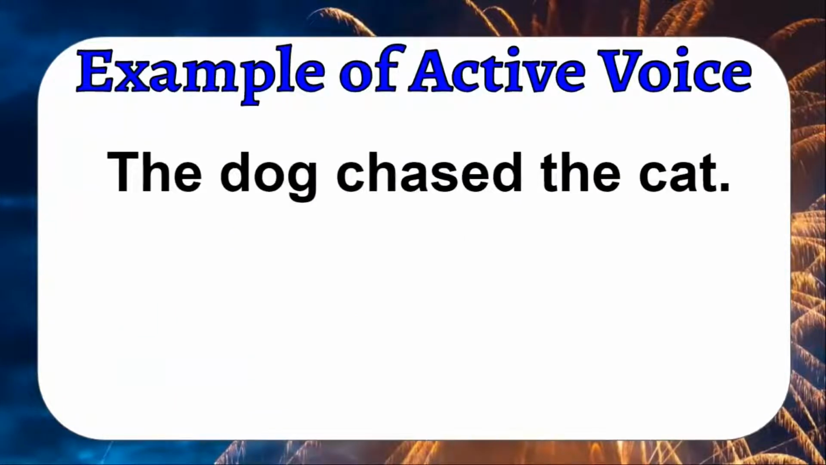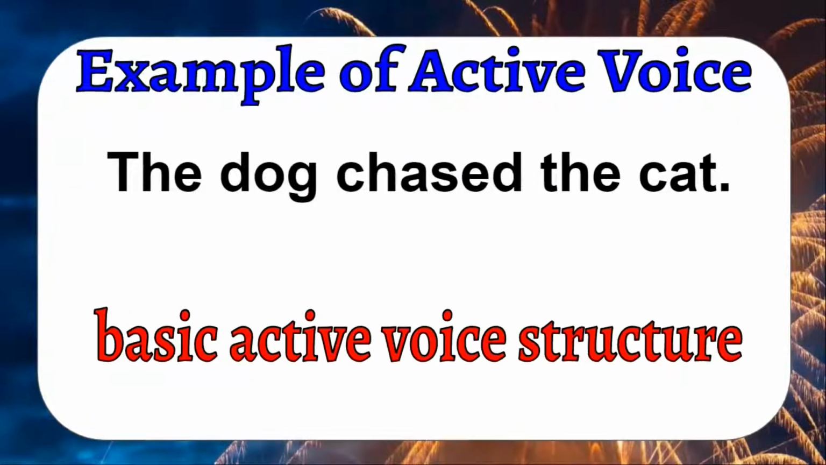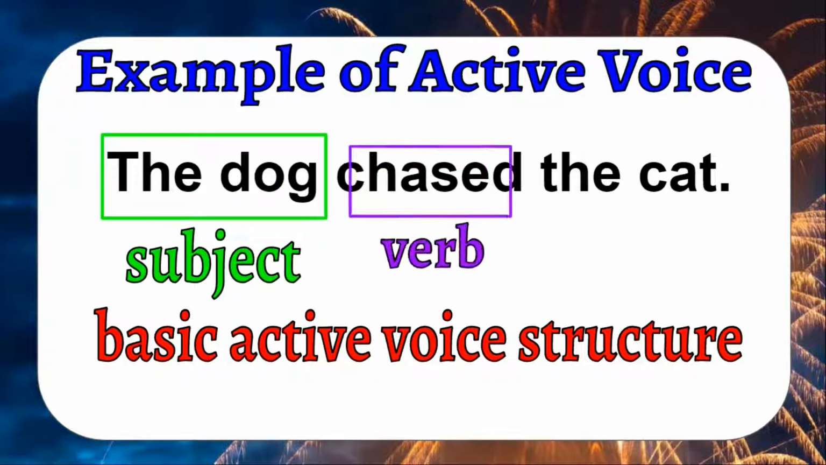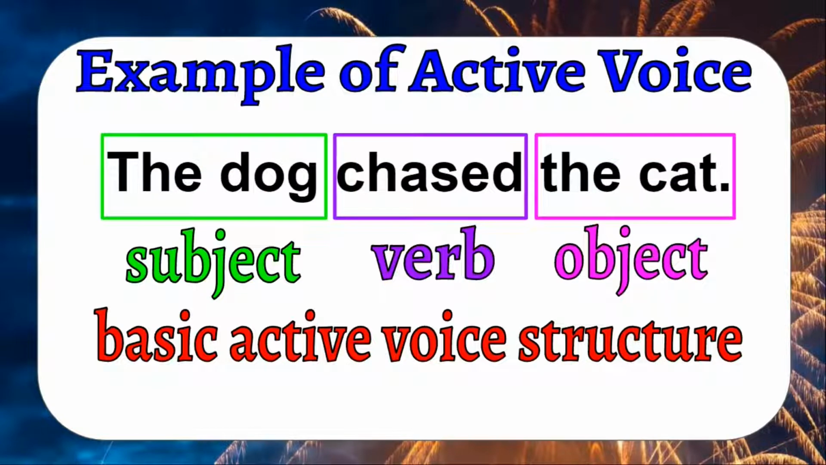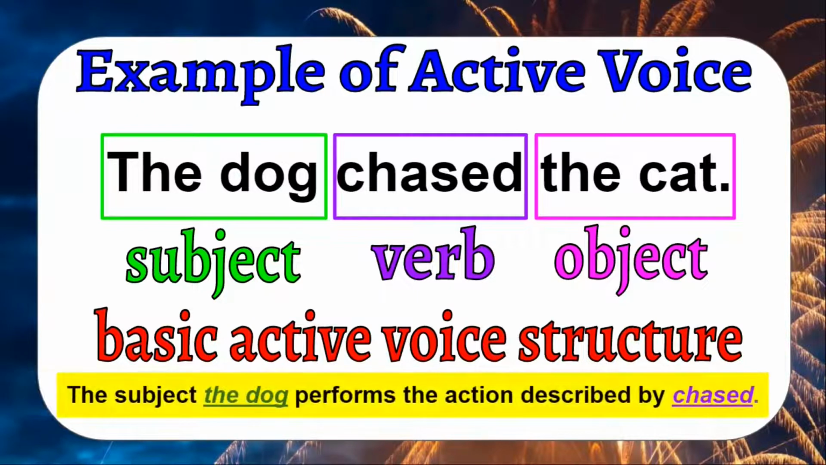The dog chased the cat. The basic active voice structure is subject, verb, object. In this sentence, the subject is the dog. The verb is chased. The object is the cat. The subject, the dog, performs the action described by chased.